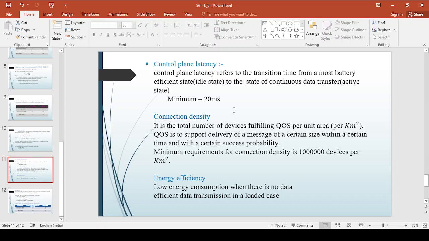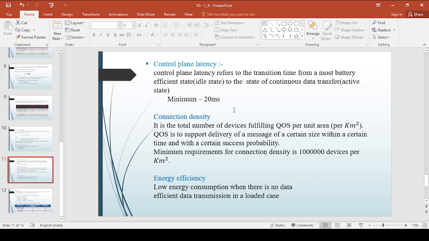Now coming to another requirement, here we have energy efficiency, right? The energy consumption should be decreased as you go from one generation to another, 1G to 2G, 2G to 3G, 3G to 4G, 4G to 5G, because it plays a vital role. If you go from 5G to 6G also, again the energy consumption should be decreased. When the user is not using any data, the energy consumption should be low, and data transmission should be efficient in a loaded case. These are the two things to be supported by the fifth generation system.